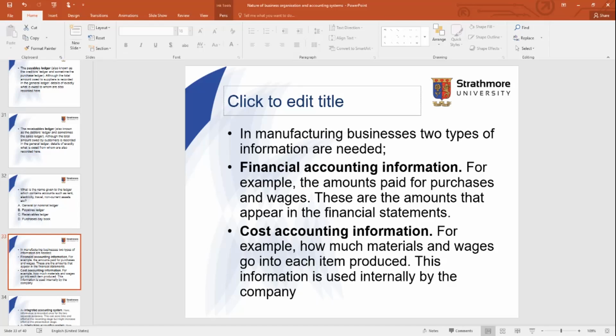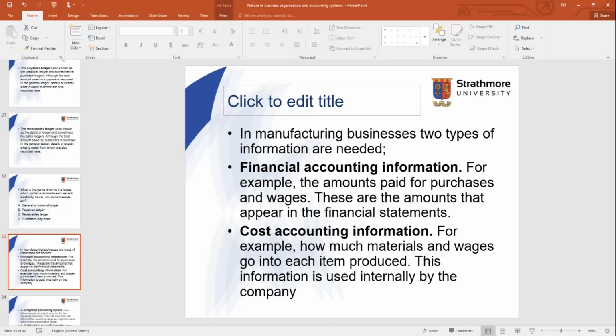For example, if currently we incur huge costs in the provision of the fiber services, what can we do? We can decide, hey, let's increase the price. The cost we incur is too high. So we as management are going to increase, for example, the price we charge to our customers. That's more towards cost accounting information, okay?